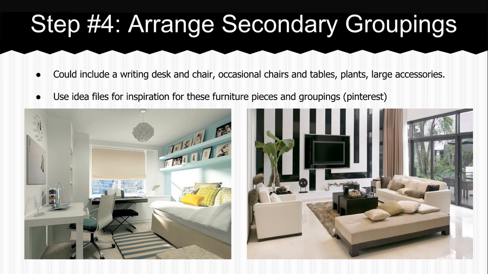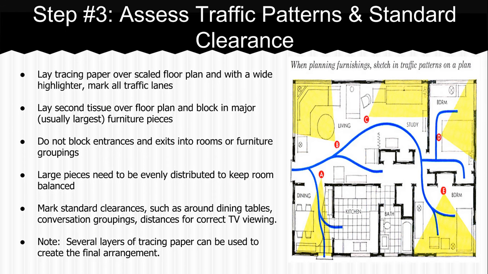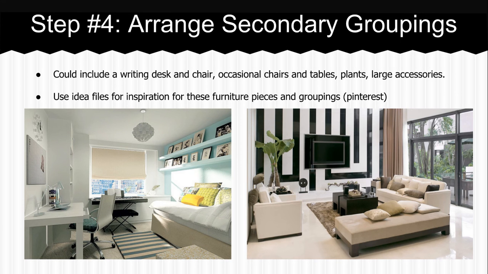So the next step is to arrange secondary groupings. So you're probably saying, well, what do you mean? Okay, well, here you're just putting in the big pieces of furniture. Most rooms don't just have a couch or a bed, they have other things. So for example, a writing desk and a chair, occasional extra chairs, large plants, large accessories, etc.